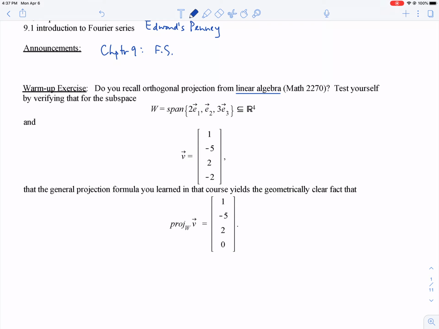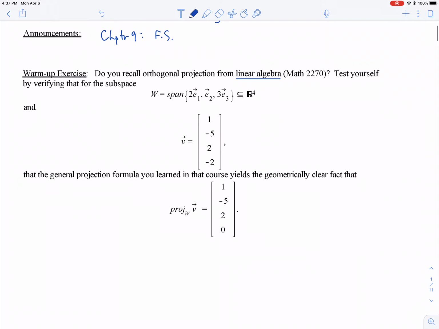And I've given you an odd basis for that subspace consisting of twice the first standard basis vector, the second standard basis vector, and three times the third basis vector, just so that you can remember how formulas for projection went in linear algebra. And I want you to work out the projection of the vector v, which is 1, minus 5, 2, minus 2, onto the span of the first three basis vectors, but using these multiples that I gave you instead. And clearly, when you project down to that subspace, you're going to get 1, minus 5, 2, 0.